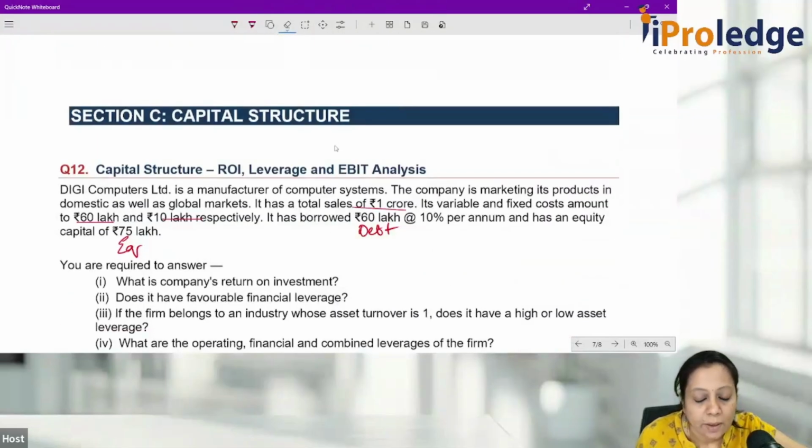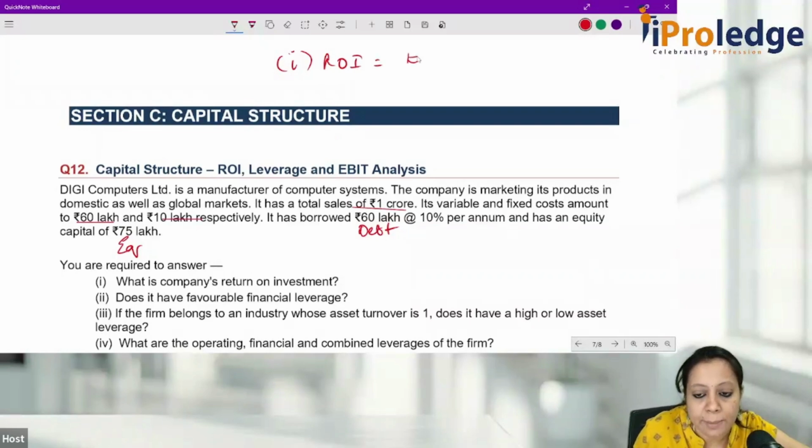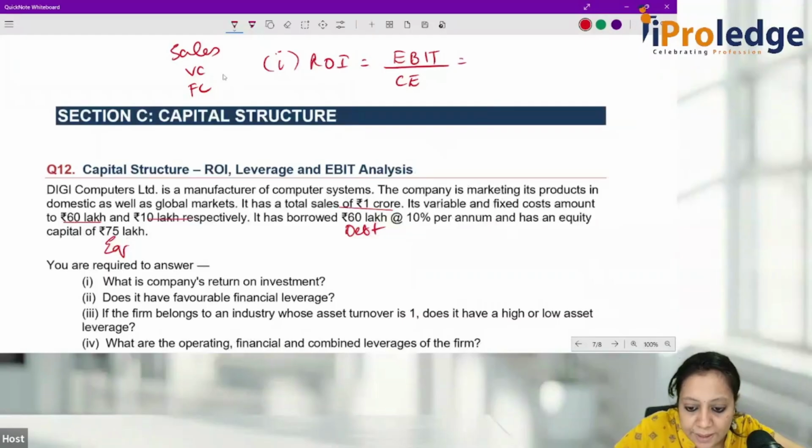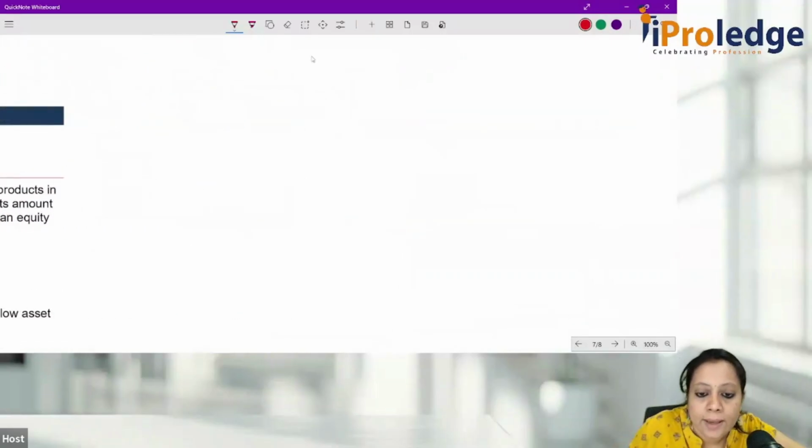So what is EBIT? Again, I'm saying first I will do this first part, that is return on investment is equal to EBIT divided by capital employed. EBIT is equal to what? Let us understand. They have given sales. They have given variable cost and fixed cost. Let me tell you how to find it out.